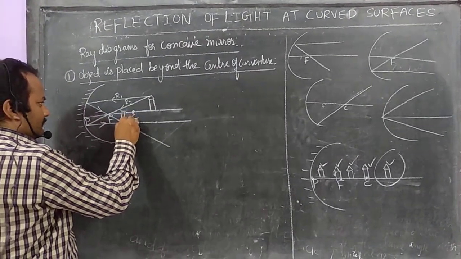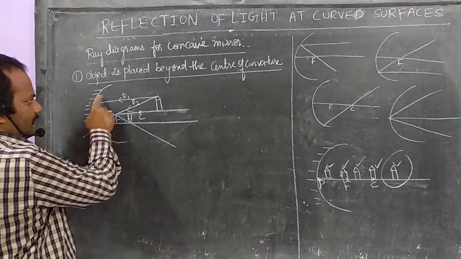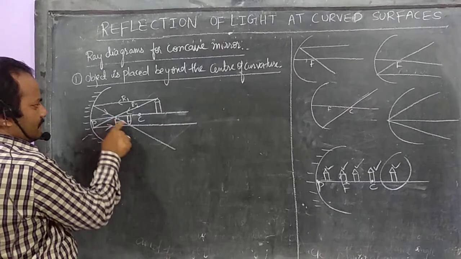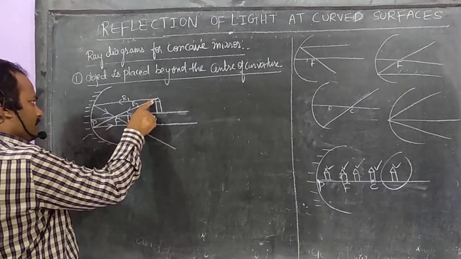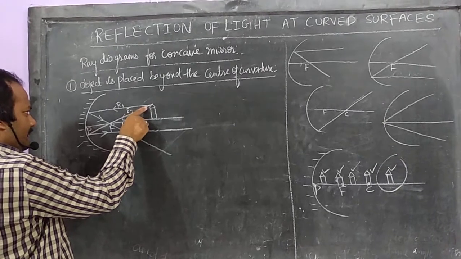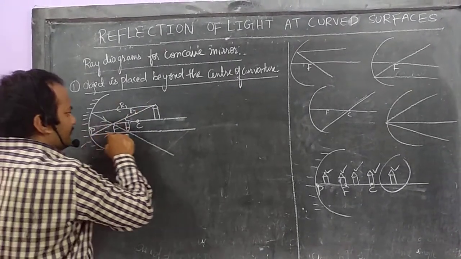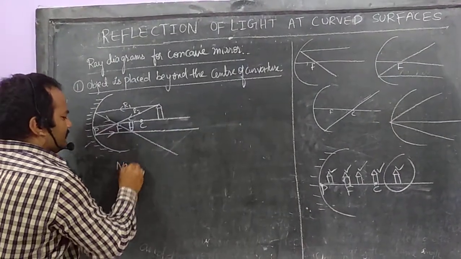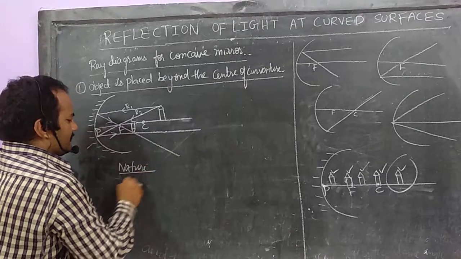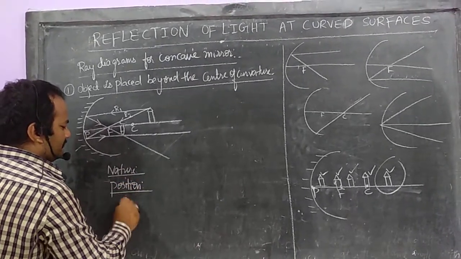See carefully. This is rule 1 which I have applied. The incident ray was parallel, and the reflected ray passes through the focus. Then apply rule 2 because there is a possibility for rule 2 also. Rule 2 says that the incident ray passes through the focus and the reflected ray is parallel to the principal axis. Now I should write 3 things for this: nature, position and size.